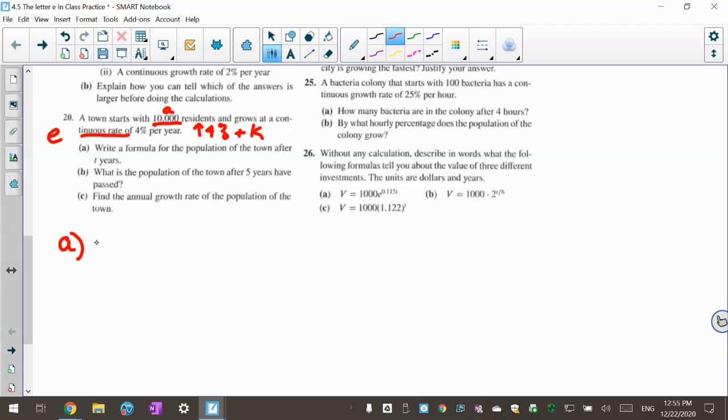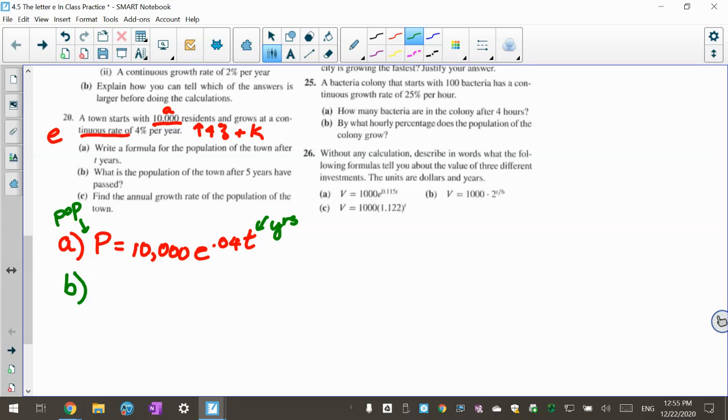For the A, my population started with an initial of 10,000 residents, and it's continuously growing 4%. Move your decimal place over two to the left, 0.04, to the t. For part A, basically you're taking the English words and making a math sentence with it. This is in years, and this is the population. I always like to know what everything stands for.